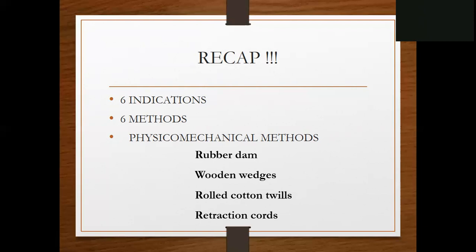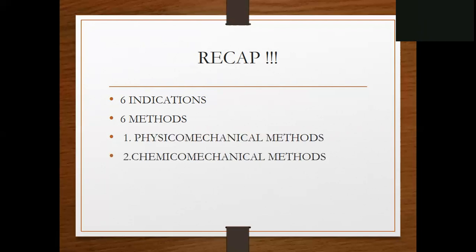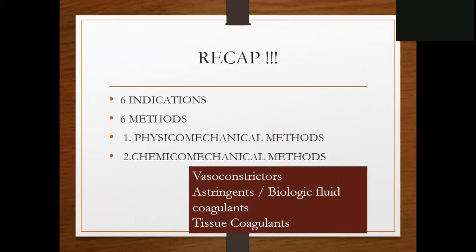we have dealt with the various sizes of the retraction cord. And the second technique is the chemico-mechanical methods, of which we have seen 3 types, that is the vasoconstrictors, astringents and the tissue coagulants, of which the astringents are the most commonly used one. The vasoconstrictor is the adrenaline as well as the non-adrenaline, and also it is contraindicated in cardiovascular patients and the patients with high blood pressure and heart rate.